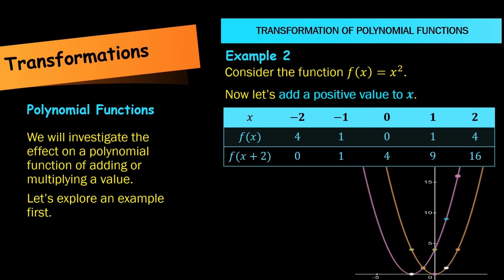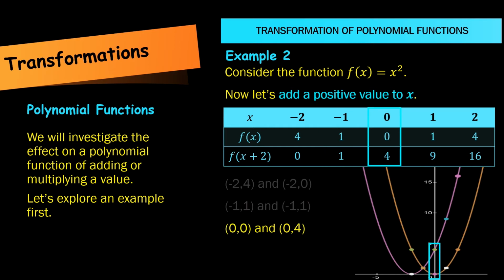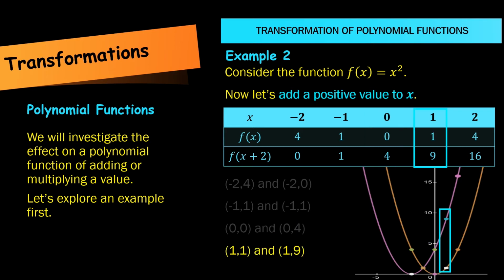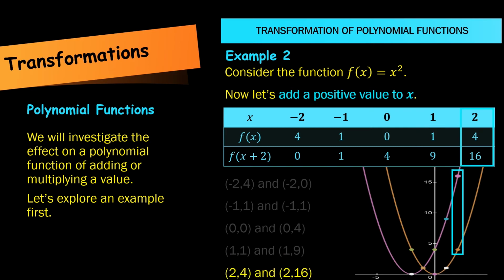So let's compare the old points and the new points. What happens from f of x to f of x plus 2? When x is minus 2, y goes from 4 to 0. When x is minus 1, y stays at 1. When x is 0, y goes from 0 to 4. When x is 1, y goes from 1 to 9. When x is 2, y goes from 4 to 16.